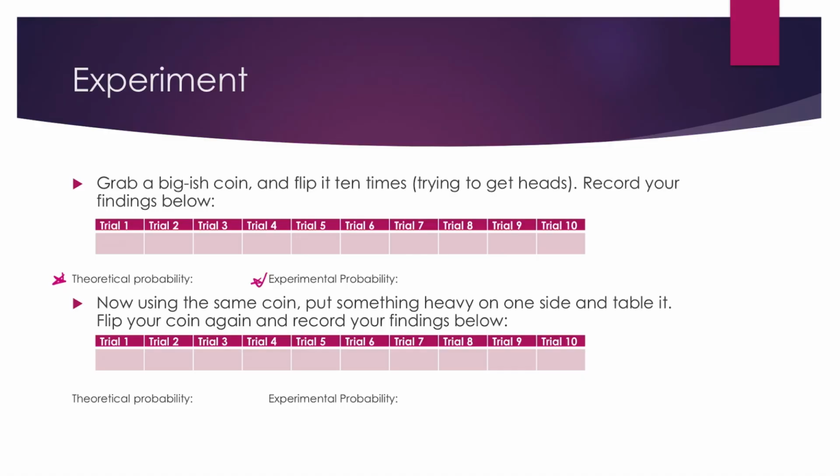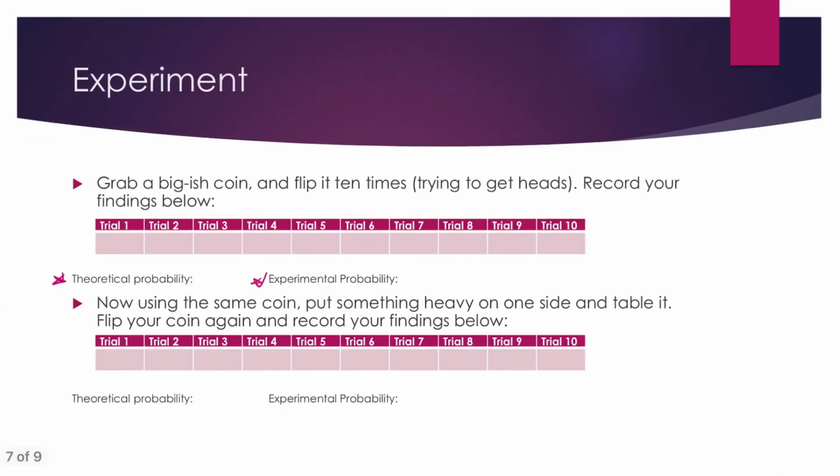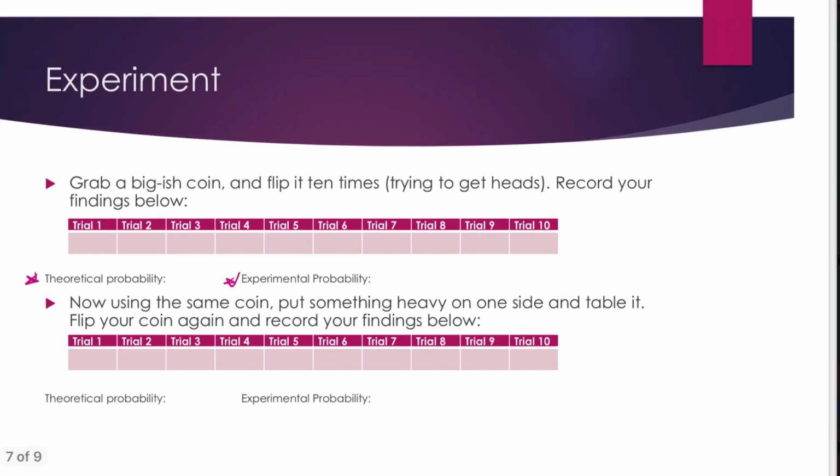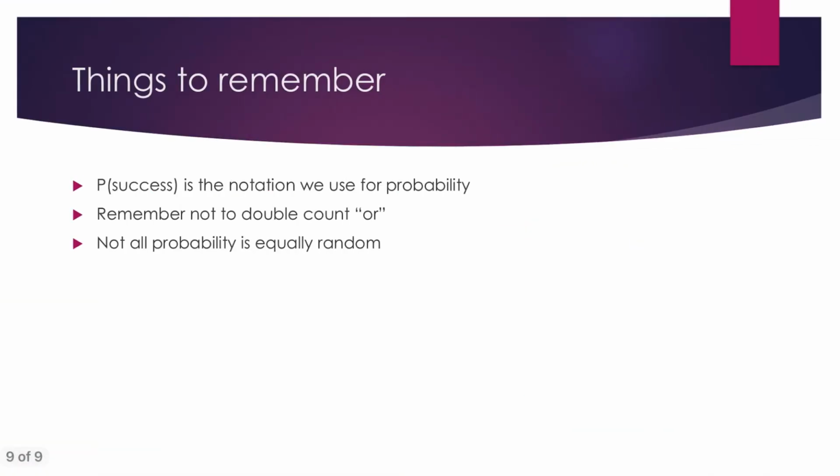Does it change your percentage at all? And does it change your theoretical and experimental probability? So try that. Think about what happened. I'm going to go back here, pause it. Okay, maybe you didn't pause it, but you can probably guess that when you did that experiment, when you added something heavy to one side of the coin, it was no longer a 50-50 chance. It did change the percentage of what happens to your coin.